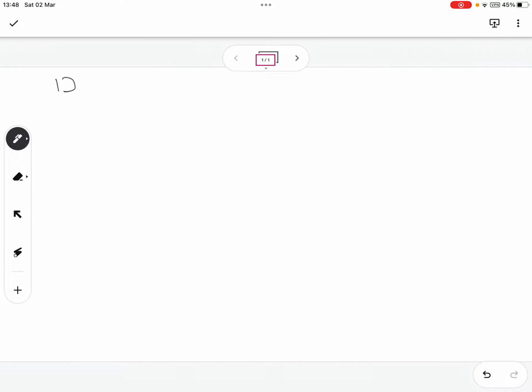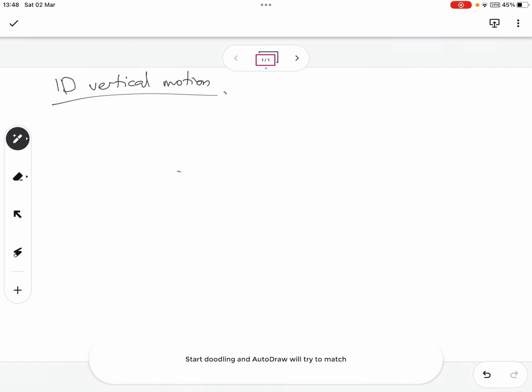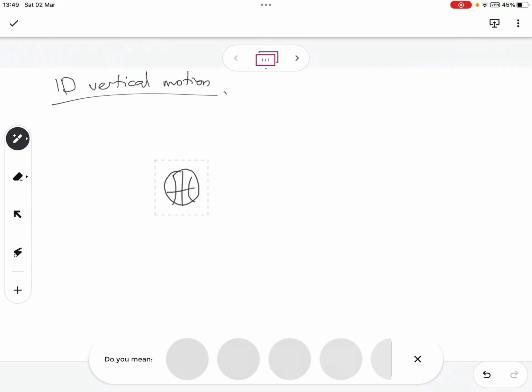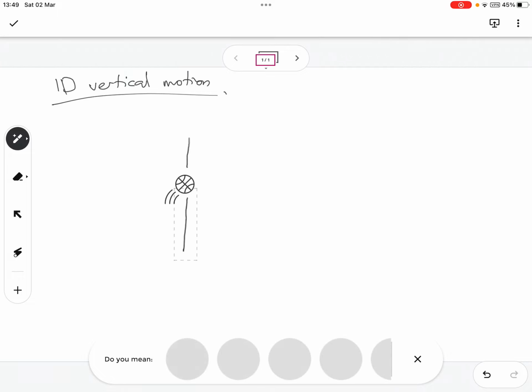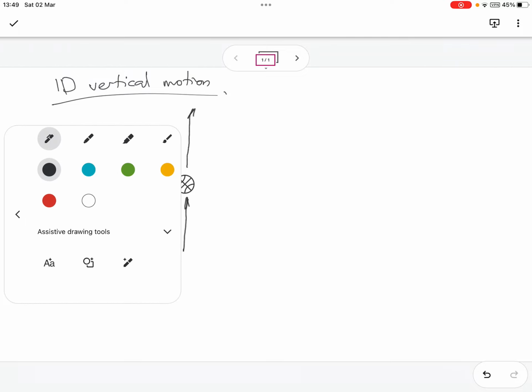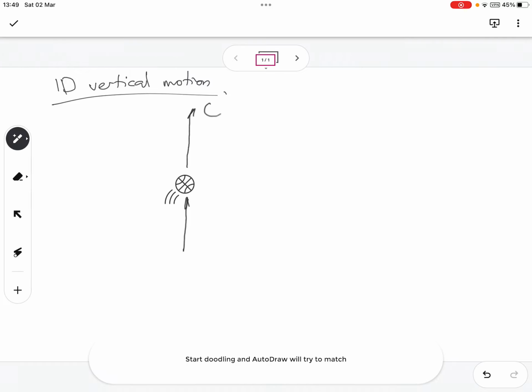But in the previous grades, the motion of objects in free fall would always be subjected to acceleration due to gravity, right? So in 1D vertical motion, let's say you throw a ball up. Let me use that doodle thing instead. So let's say you're throwing a ball up, and this ball is being thrown up into the air, right? That ball is thrown up.